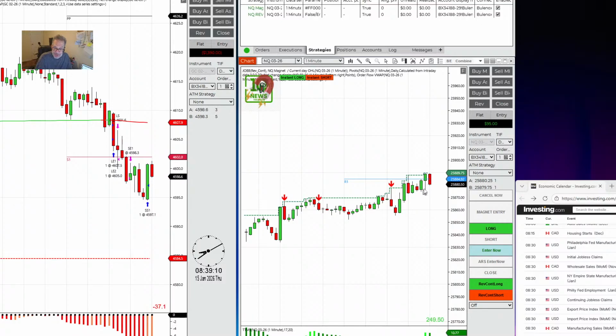Might make sense. It's making a lot of highs. It made a lot of highs. We don't have a signal yet because the bar isn't closed. I hope we get a signal when the bar closes.